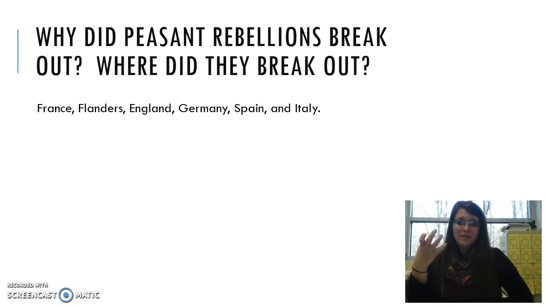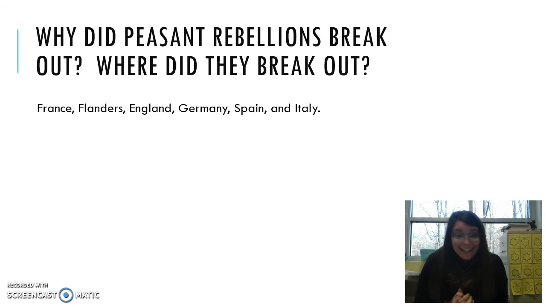The feudalism kind of started to die out. Well, the nobles still wanted to do it, right? They still want their stuff. They still want to be in charge. So the peasants don't like that. So they start to have these rebellions. They happen all over Europe. Specifically from your textbook, it says France, Flanders, England, Germany, Spain, and Italy. And they broke out because people were mad. They didn't want to return back to feudalism.